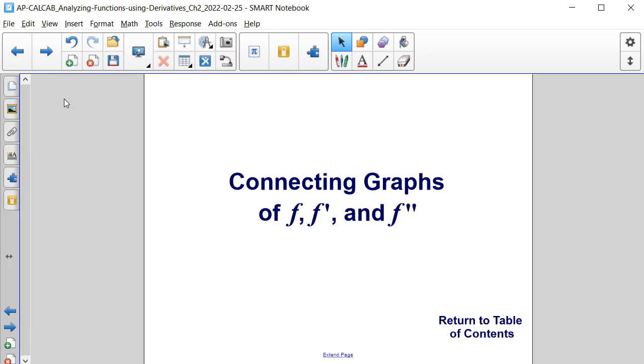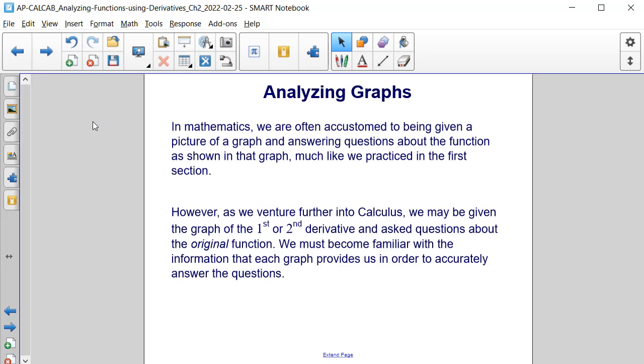Connecting graphs of f, f prime, and f double prime. In mathematics, we are often accustomed to being given a picture of a graph and answering questions about the function as shown in that graph, much like we practiced in the first section.